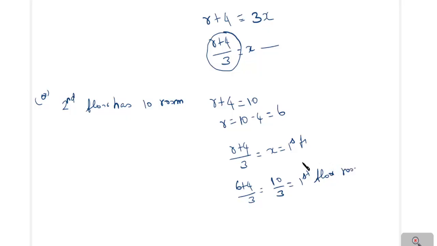This can be done in another way. As per the condition, the second floor has 10 rooms, so R plus 4 equals 10. This is the second method. You can directly replace R plus 4 in the first floor room condition, R plus 4 by 3. So 10 by 3 equals X. Either method you can get the answer. The ultimate answer is 10 by 3.